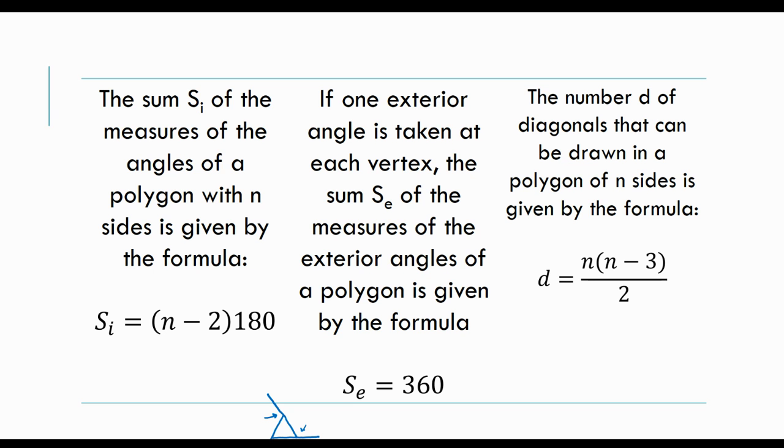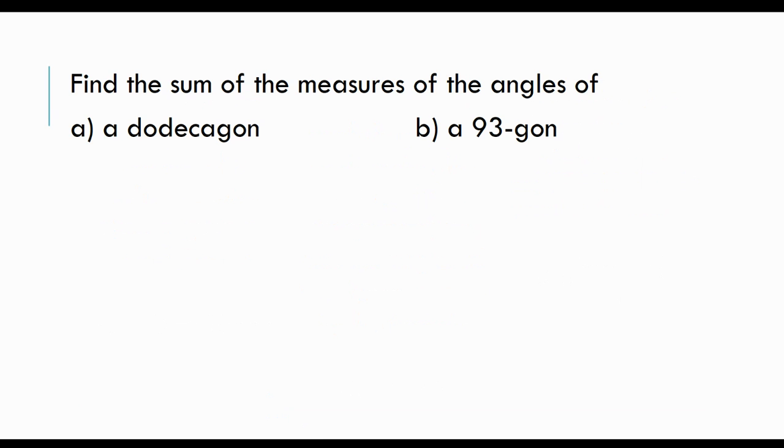So let's use these 3 formulas to answer some of these questions, and let's also use the vocab. It says find the sum of the measures of the angles of a dodecagon, and a 93-gon. So in the directions, anytime it's talking about the sum of the measures of the angles, it's not going to necessarily say interior or exterior, but I hope you understand that if it's the sum of the measures of the angles, we are talking about interior angles here. So in this direction, we are talking about interior angles.